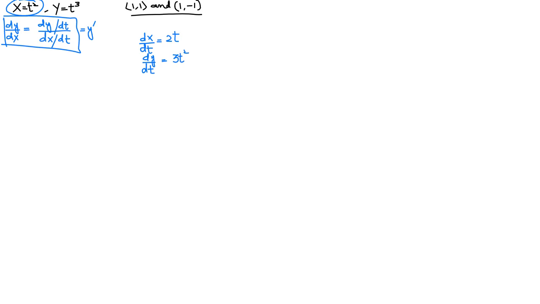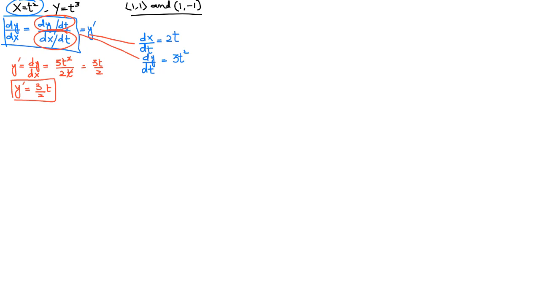Okay, substitute these two values in this formula. What will we get? y dash is equal to what? dy by dx. Substitute here, and what will we get? 3t square divided by 2t. t and t cancel, we will get 3t divided by 2. So it means y dash is equal to 3 by 2 into t. Okay, this is the first derivative.